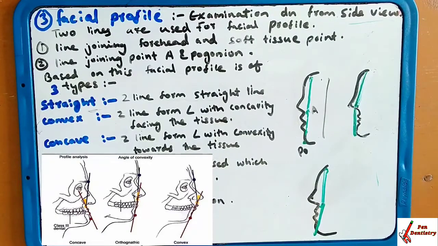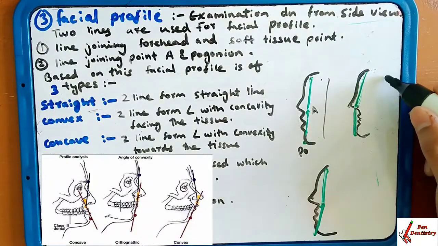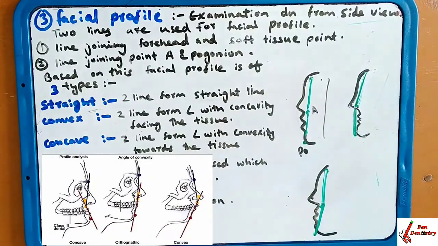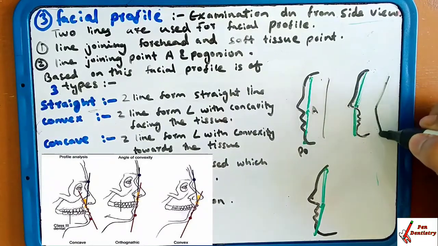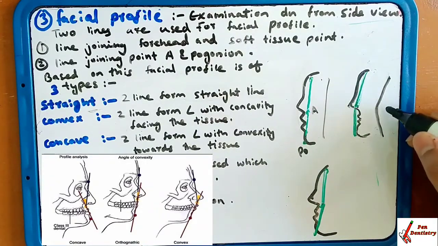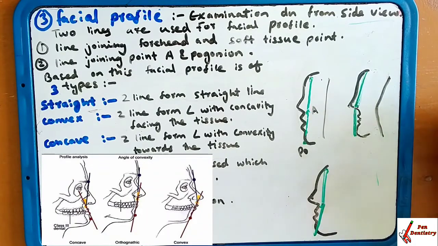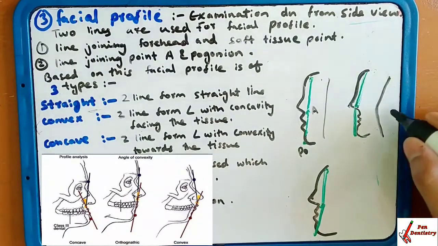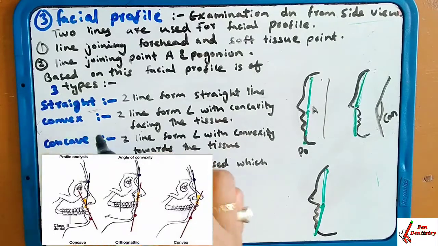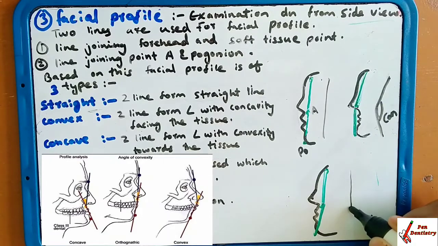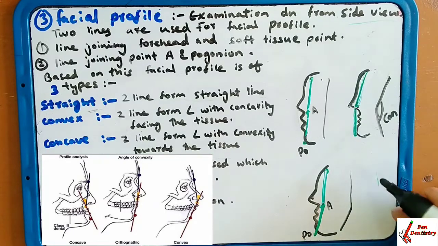When the profile is making an angle like this, it is making a convexity. This type of profile is known as a convex profile. When the angle made by the forehead soft tissue, point A and pogonion is convex, the convexity is seen.